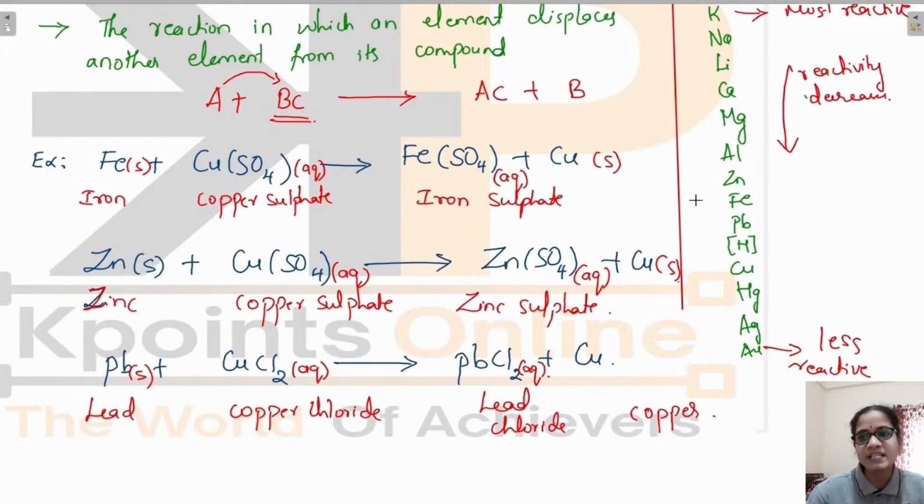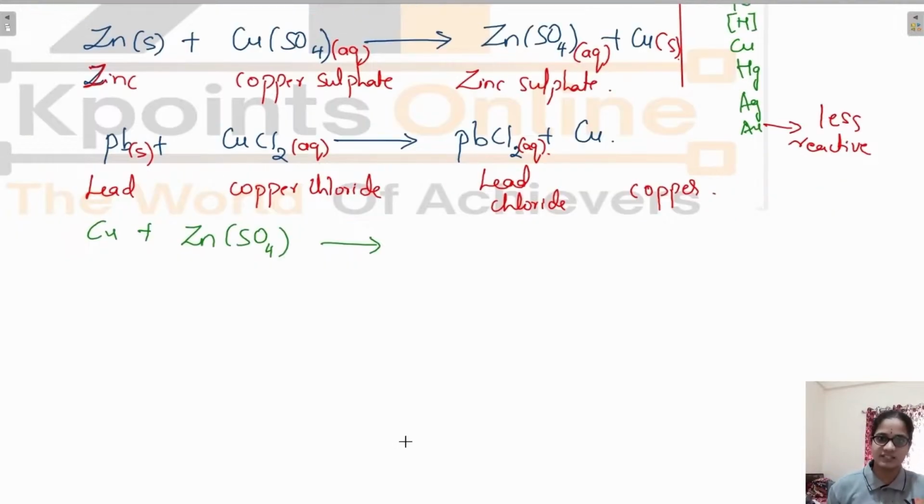Copper cannot displace zinc. If I write here copper plus zinc sulfate, what is the reaction? What are the products that are obtained? If it is asked in your examination, you have to apply this knowledge that copper is less reactive and this will not replace zinc. So here no reaction occurs. Simply do not replace every element.